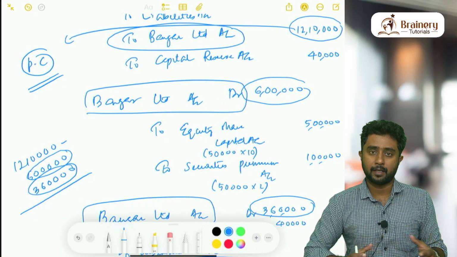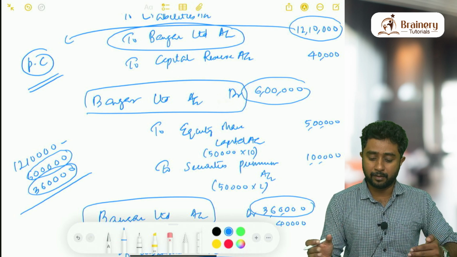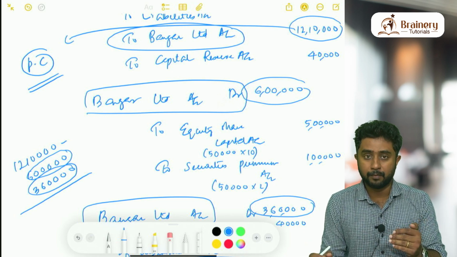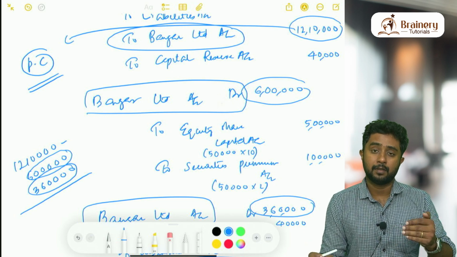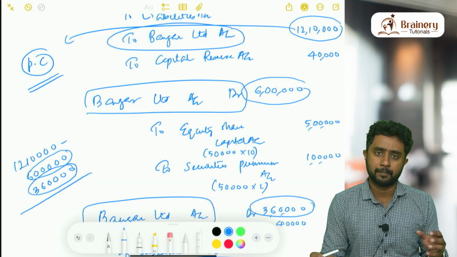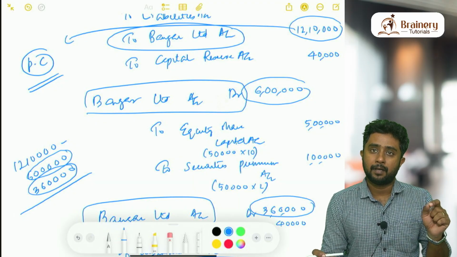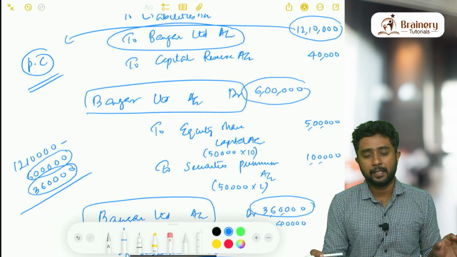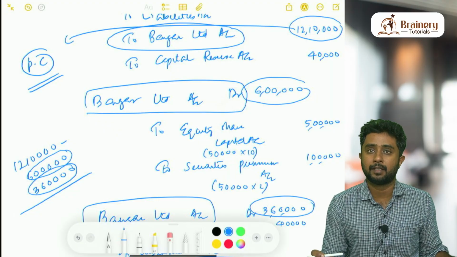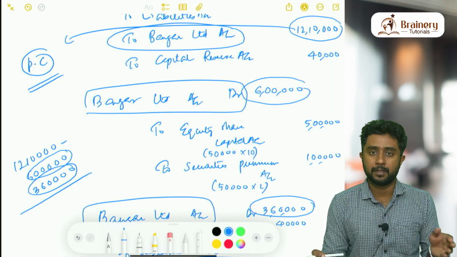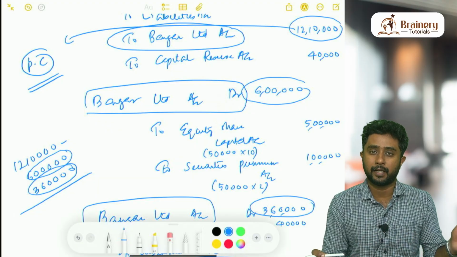So without any doubt we can pass the entry first, then we can fill the amounts. So Bengal Limited account debit to equity share capital, to securities premium. That is the entry that we have passed. And as you can see, equity share capital account, how much should come? Face value should come. Number of shares is already given in the question. So face value is 10 rupees. So 50,000 into 10, which will give us 5 lakhs.